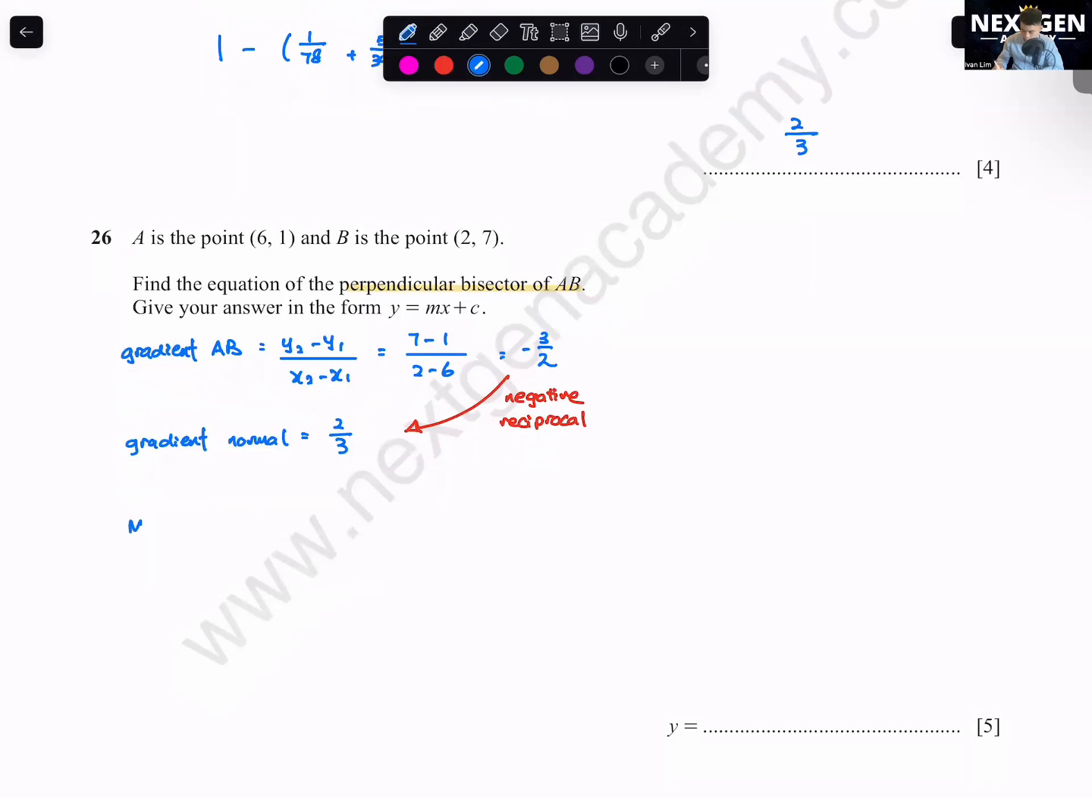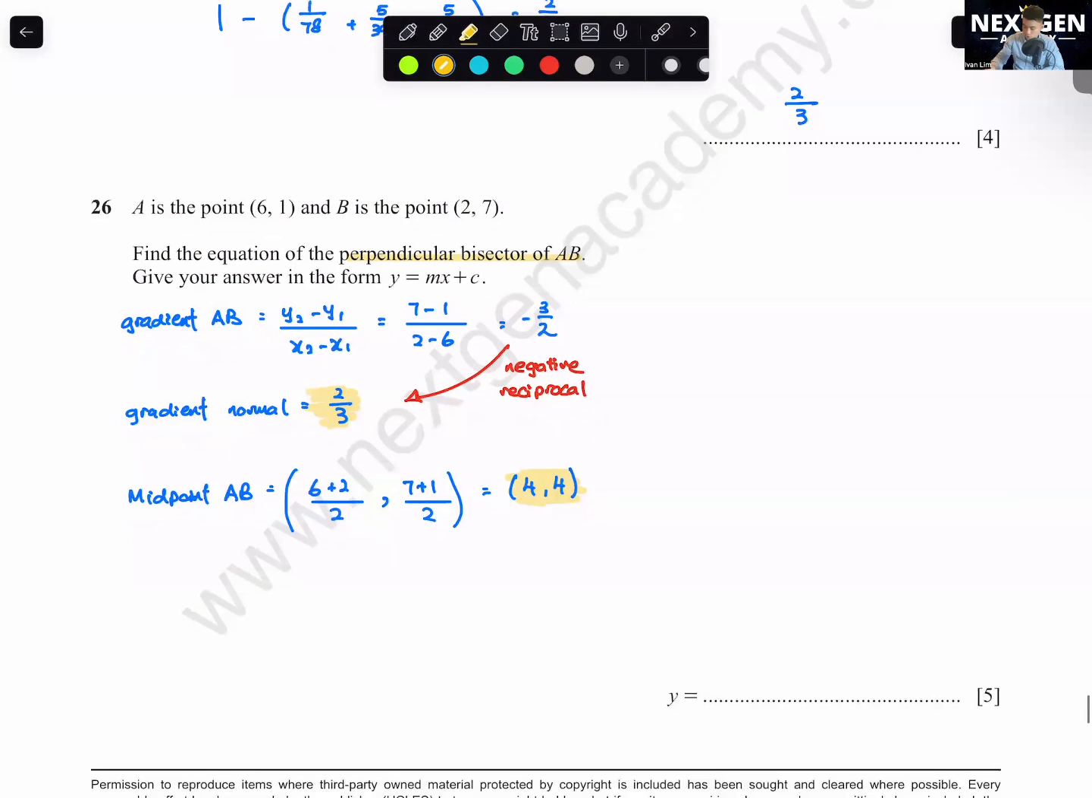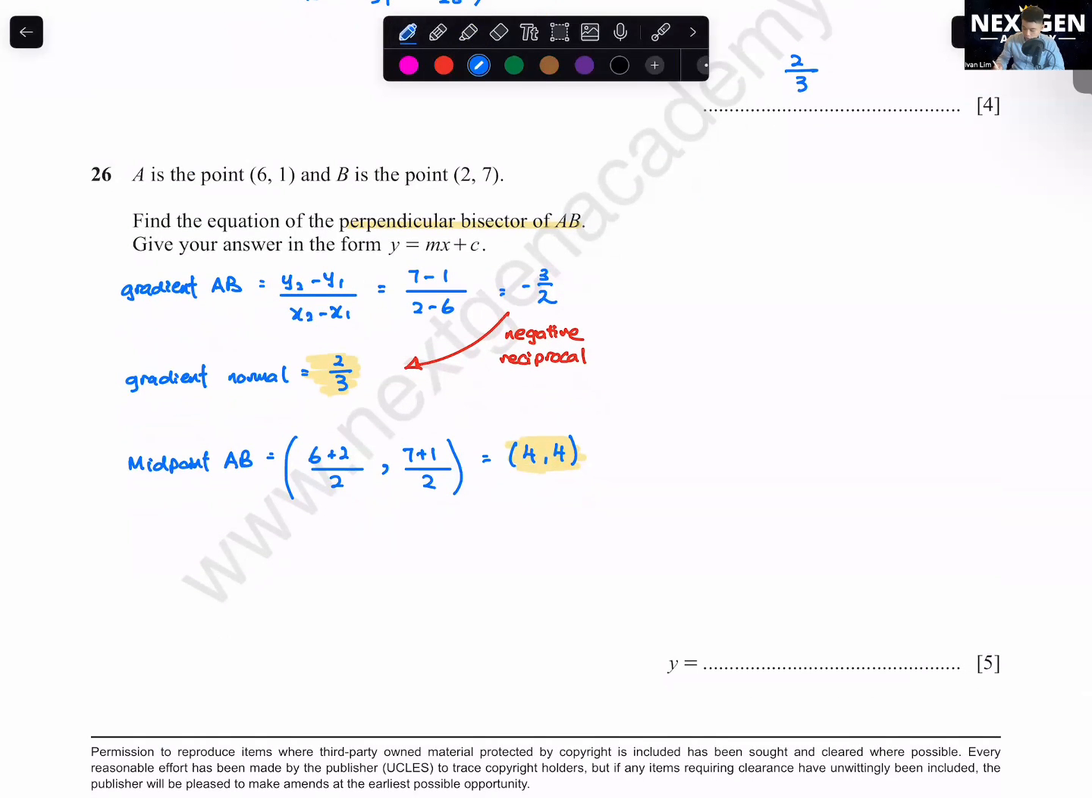Next thing we need to find is the midpoint of AB. Midpoint: 6 plus 2 over 2, 7 plus 1 over 2. You get (4, 4). We are going to use this and this to find the c value. We need to put this into y equals mx plus c.